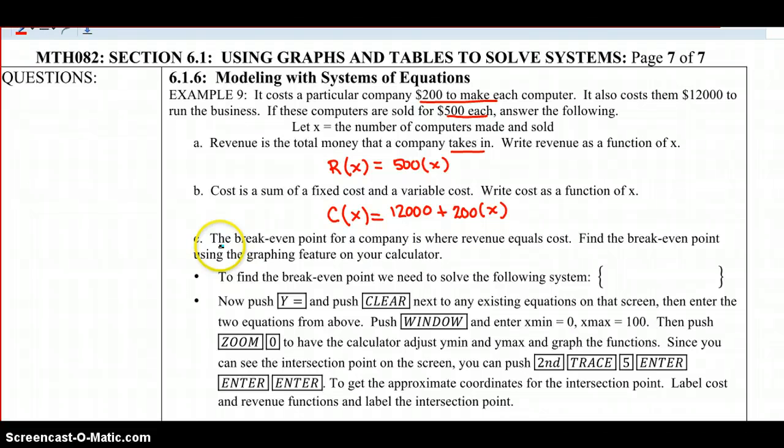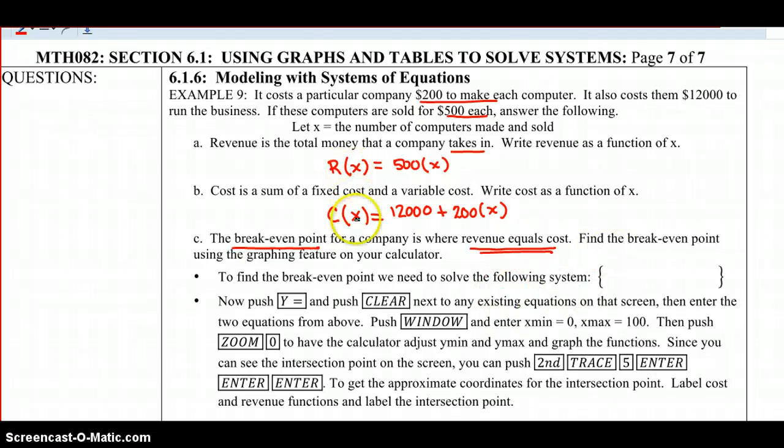So part C: the break-even point for a company is where revenue equals cost. They're going to take in just as much money as they paid out to make things, so their profit would be zero. We want to find the break-even point using the graphing feature on our calculator. To find it, we need to know where revenue equals cost, so we need to solve the following system.